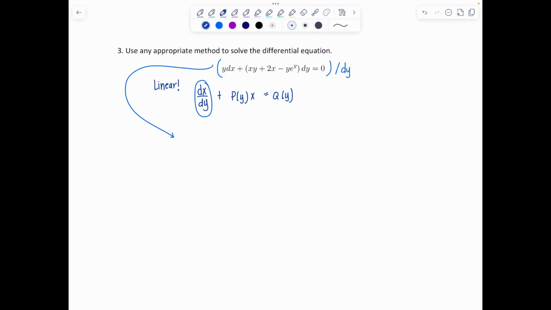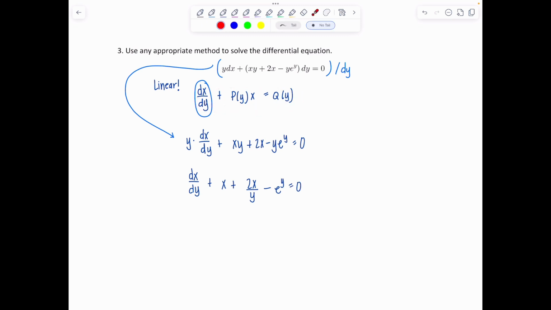Sound good? So we've got y times dx/dy plus xy plus 2x minus y e to the y is 0. So from here, notice my derivative needs to be isolated. So let me divide everything through by y now. So we've got dx/dy plus x plus 2x over y minus e to the y is 0. And then look at this form. If you need to write it out, it's helpful because traditionally, we do them where x is the independent variable. I need to factor out all the terms that involve y that are being multiplied by x to the first.